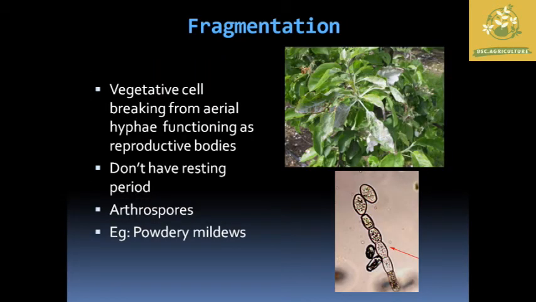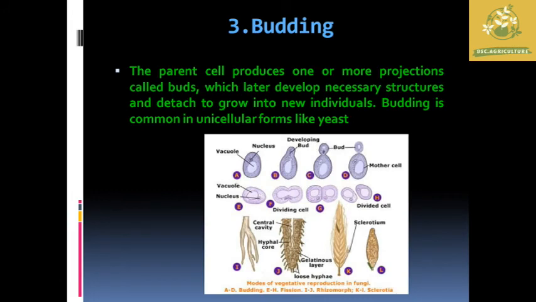And fragmentation, which we commonly see in plants. The vegetative cells usually break through the aerial hyphae, and the functional reproductive bodies are spread by air. And you need to know one important character: these functional reproductive bodies do not have a resting period, so they must find a suitable host within a particular time so that they are able to reproduce. We call them arthrospores. Example, powdery mildew. And after that the third one is budding.